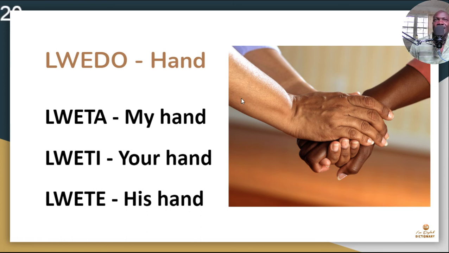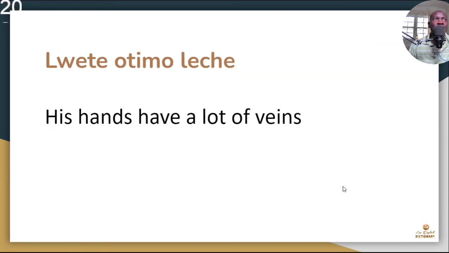In a sentence, I hope I have a sentence for this. Oh, yes I do. Luete otimo leche. Luete otimo leche. The hands have a lot of veins. Luete otimo leche.